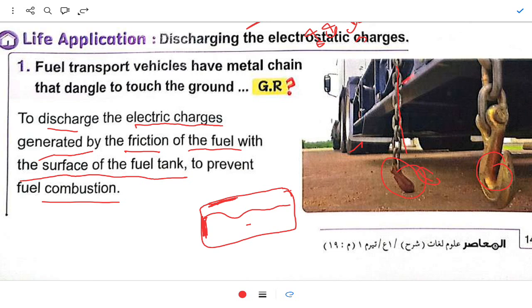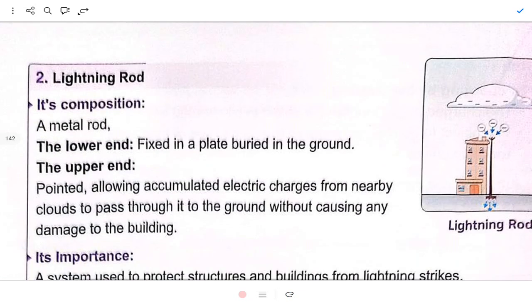So this vehicle has a metal chain that touches the ground. Why? Can you give me the reason? To discharge the electric charges generated by the friction of the oil with the surface of the oil tank to prevent oil combustion. Let's move to the next life application.